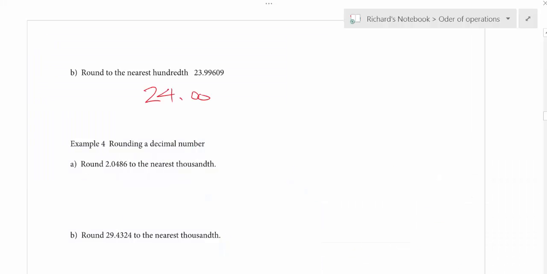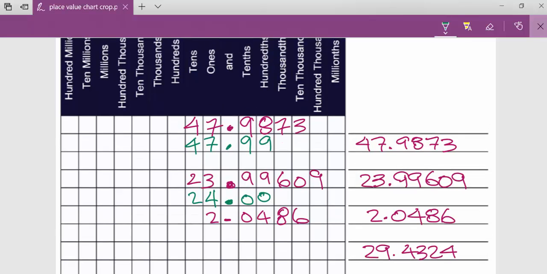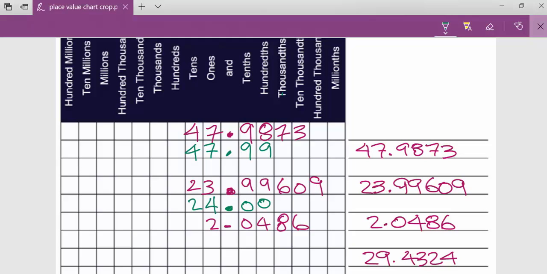Now we're asked to round 2.0486 to the nearest thousandths. So here's the number 2.0486, and I'm asked to round it to the nearest thousandths. Well, the thousandths place value is 3 boxes to the right of the decimal point. So I have to actually look at the digit in the 10,000ths place value in order to round this number to the nearest thousandth. Well, there's a 6 in the 10,000ths place value.